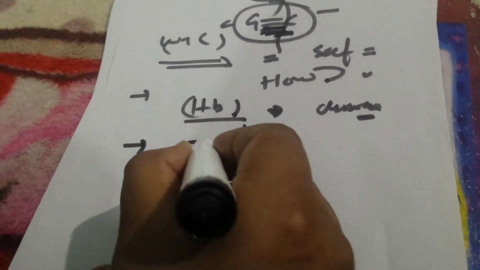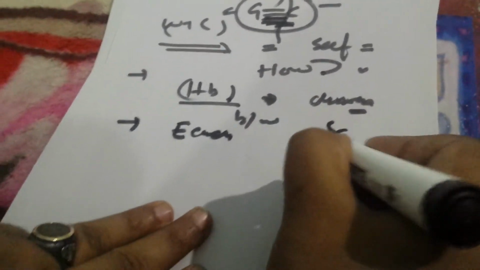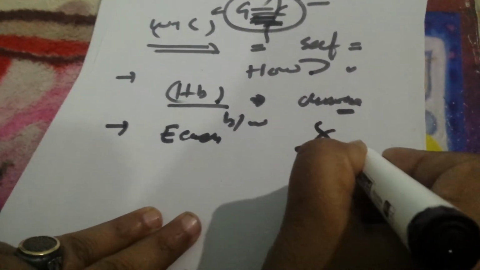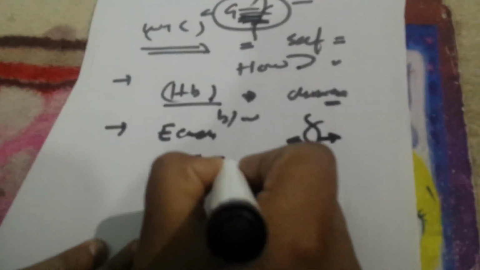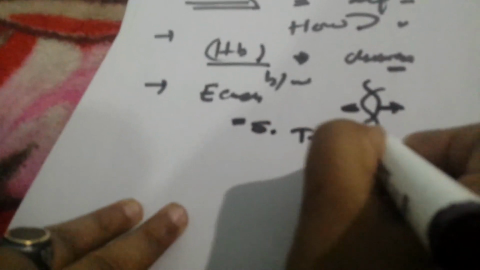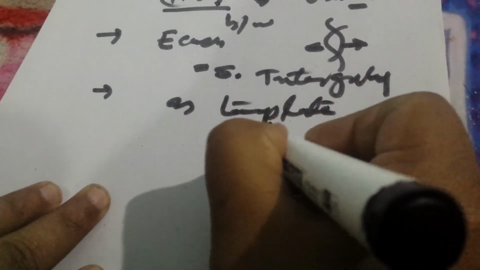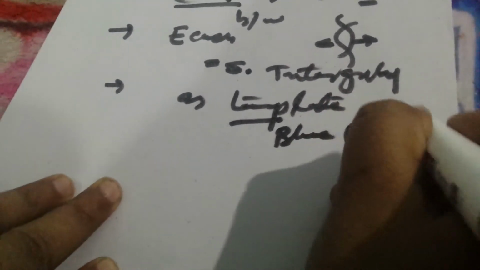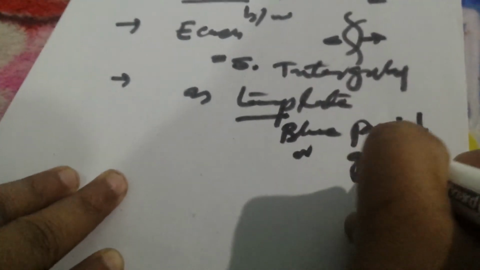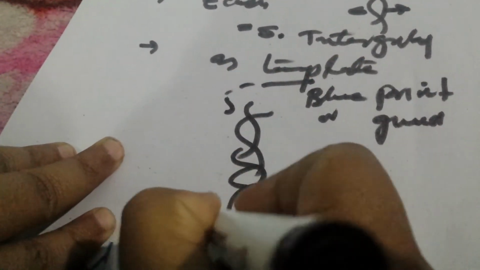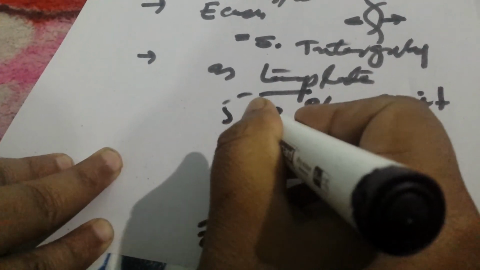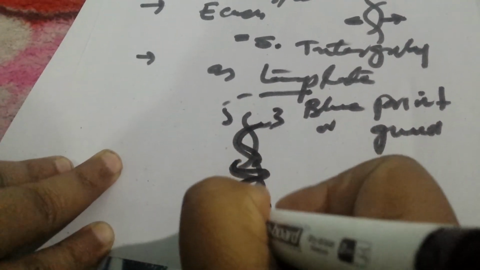Each strand will have integrity. That is important. Third step: each strand is a template. Why do we call it a template? It means it is a blueprint, simply a guide. For example, if one end is 5, then the other is going to be 3, then 3, then 5. So each strand is the blueprint.